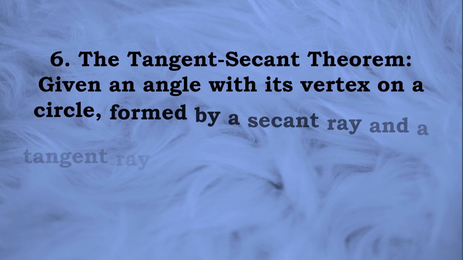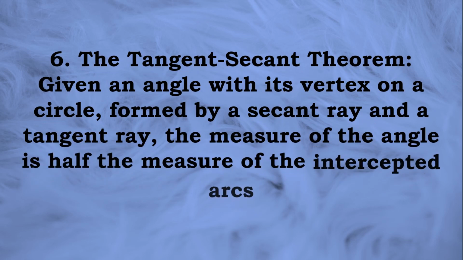The tangent secant theorem. So, given an angle with its vertex on a circle formed by a secant ray and a tangent ray, the measure of the angle is half the measure of the intercepted arc. So, you will see here different figures with secant ray and tangent ray. So, how do we find the measure of the angle out of this secant ray and tangent ray?